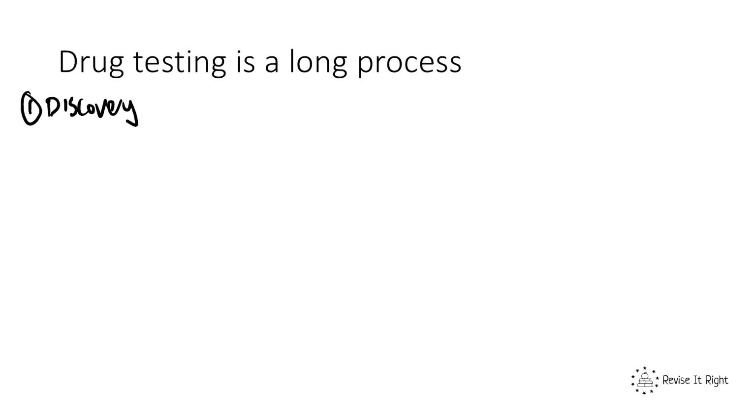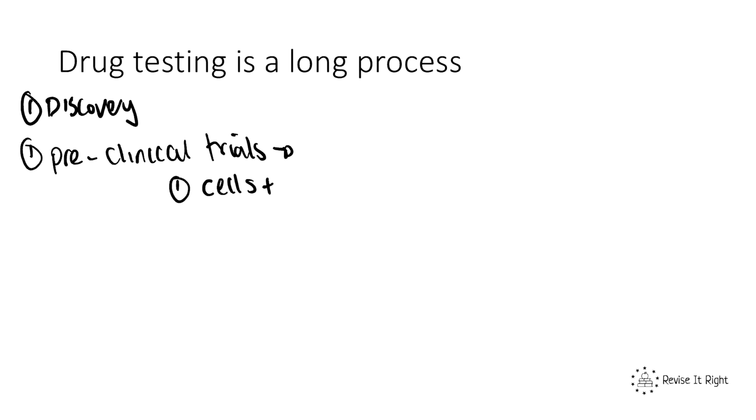Now once a drug has been discovered and developed, it needs to go through loads of stages of drug testing. Okay, and the first stage of drug testing is preclinical trials. Now preclinical trials are before humans. So these trials will be on animals and on cells prior to them being used on humans. Okay, so in the first stage of preclinical trials, it's tested on cells and tissues.